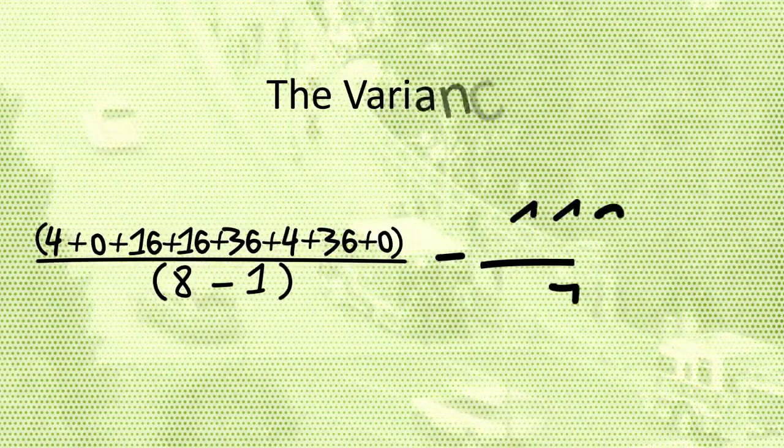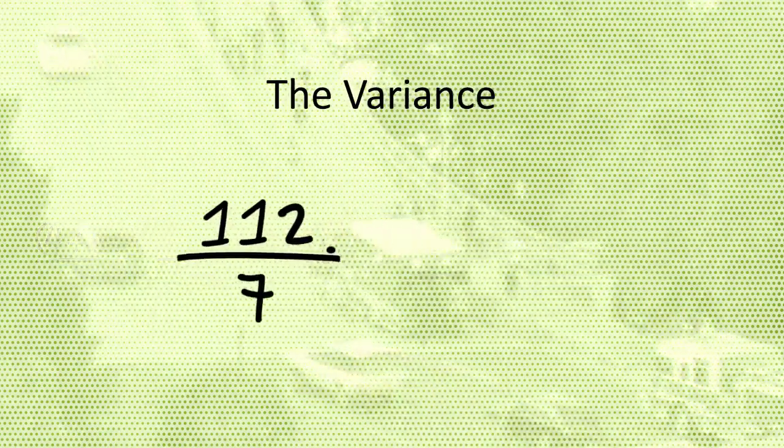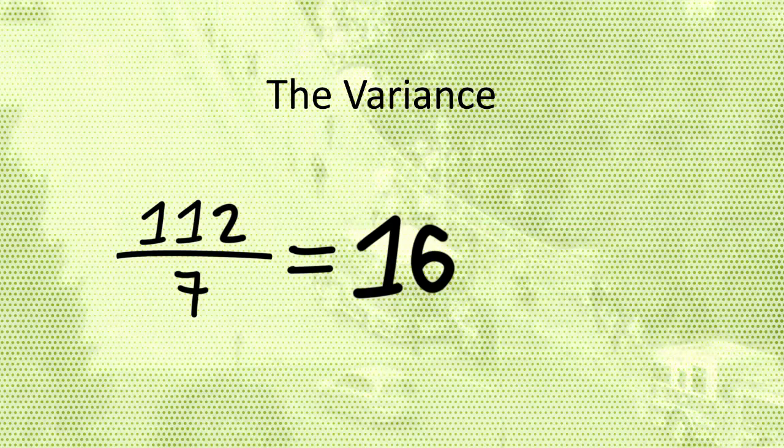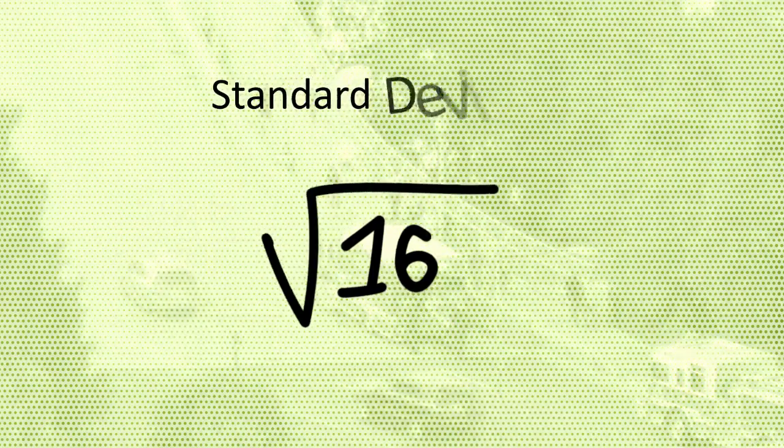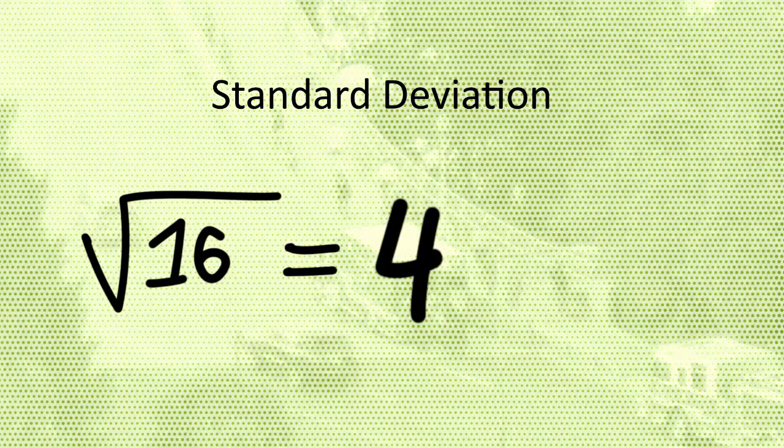This average of the squared deviations is called the variance. The standard deviation of your variable is the square root of this variance.